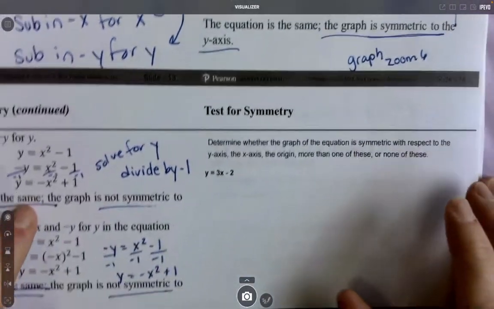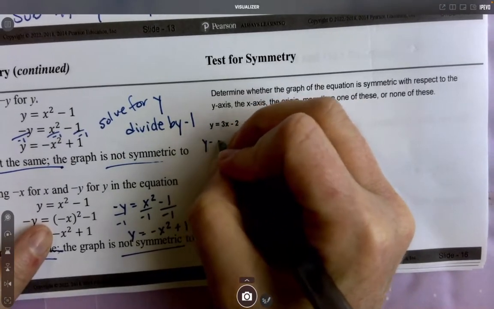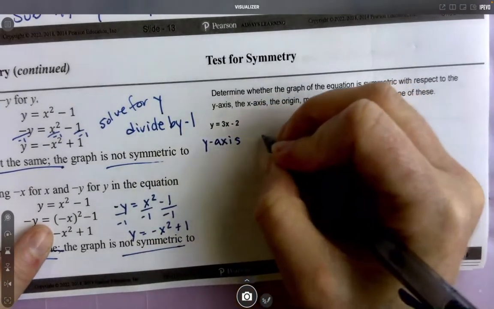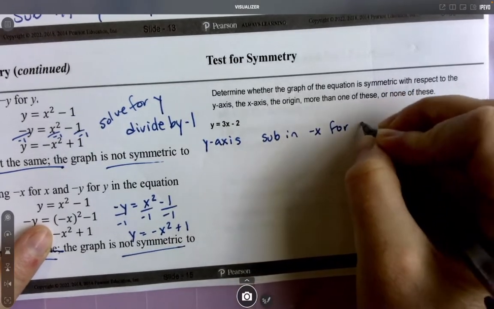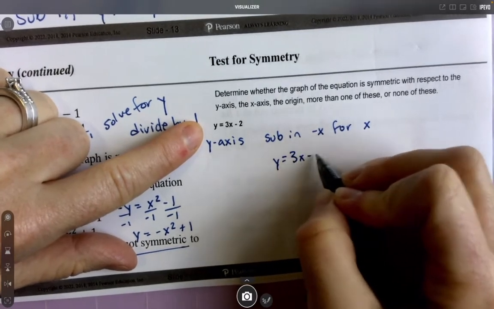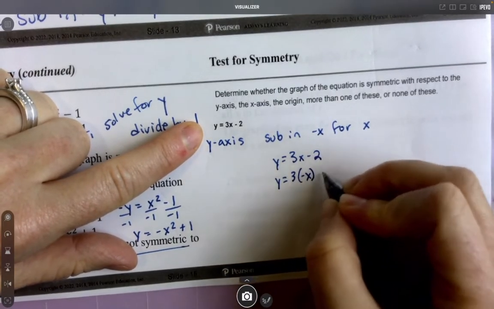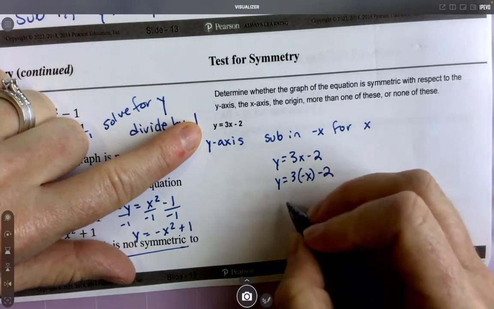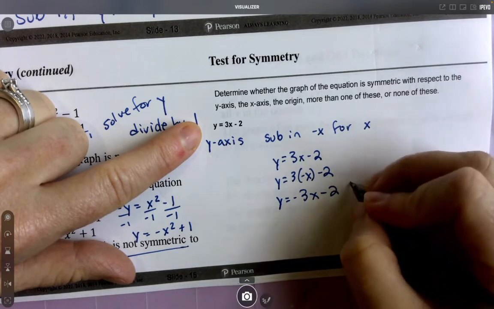All right, let's look at this one. So we first need to test the y-axis. So we are going to sub in negative x for x. So we have y equals 3x minus 2. So y equals 3 times a negative x minus 2. That's y equals negative 3x minus 2. So this is a no.